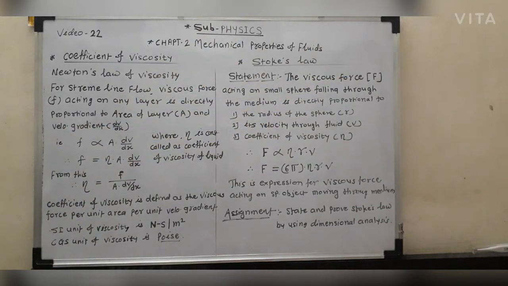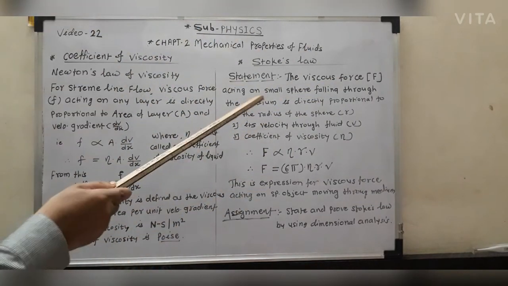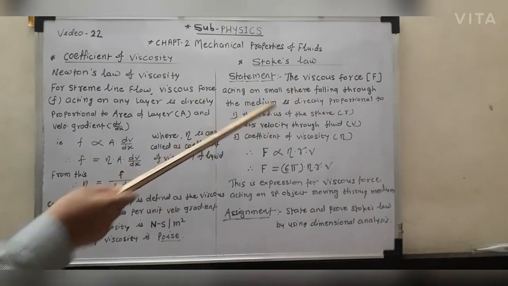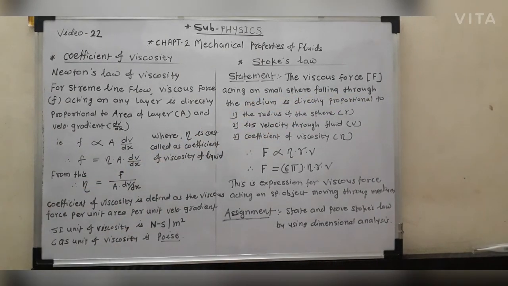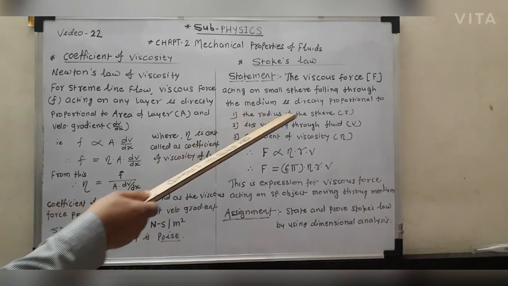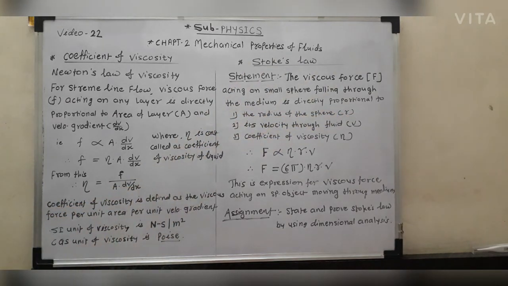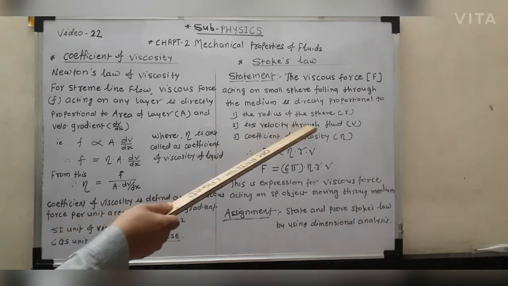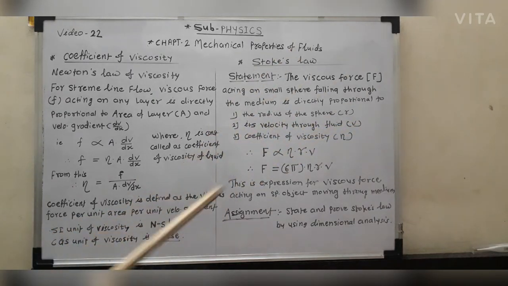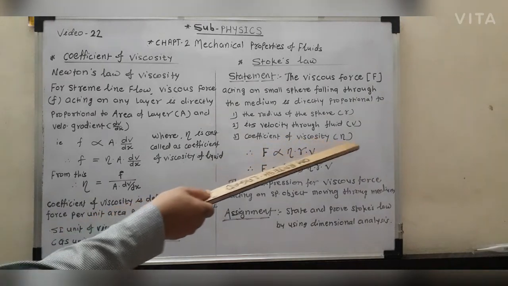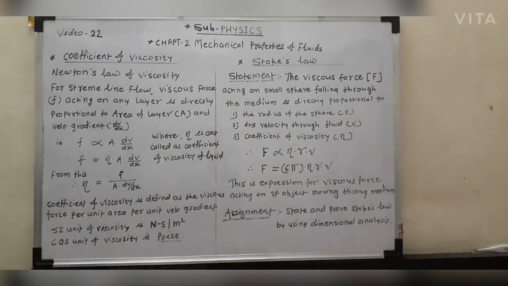The viscous force acting on a small sphere falling through a viscous medium is directly proportional to, first, the radius of the sphere, small r. Second, its velocity through the fluid, v. And third, the coefficient of viscosity, eta.